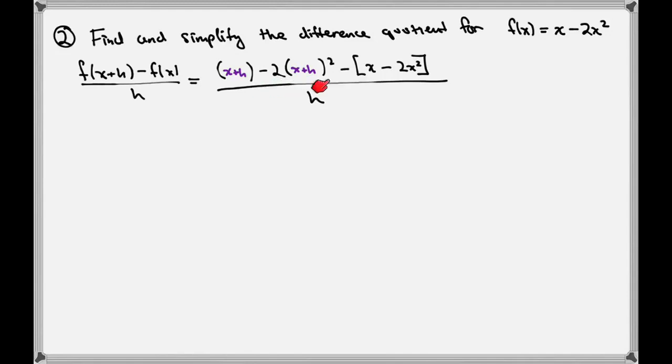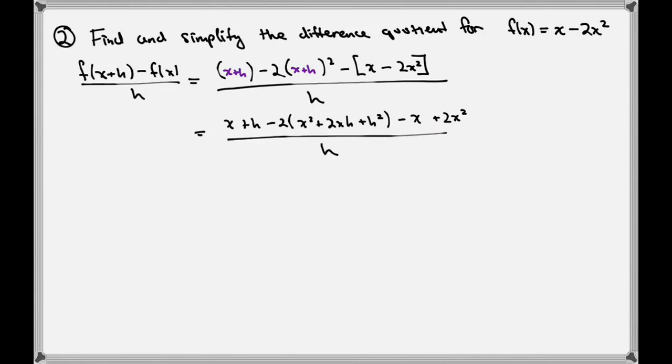I now have a considerable amount of simplification in the numerator to perform, so I'm just going to do that carefully. First term is x plus h. I don't need those parentheses, they don't serve any purpose. I'm going to have minus 2, and I'm going to start to FOIL this binomial here. The first term will be x squared. My outer and inner terms will be x times h, and so I'll get 2 of them. And then the last term will be h squared. We then distribute the minus through, minus x, and then plus 2x squared. Again, make sure you distribute. Everything is being divided by h.